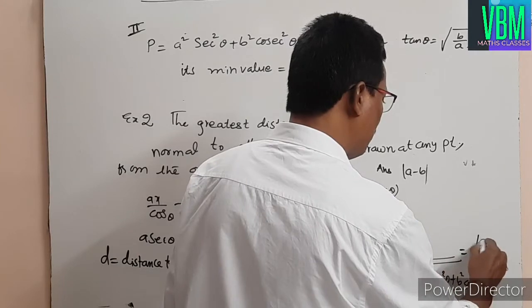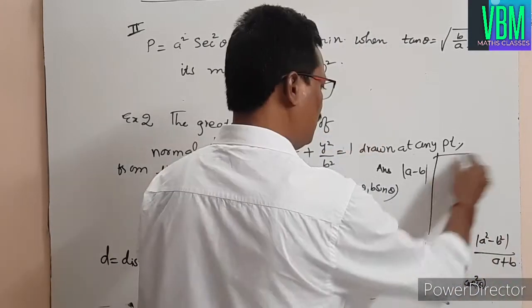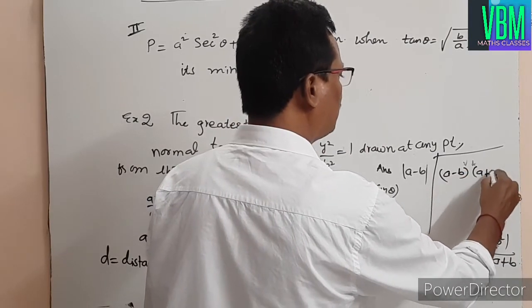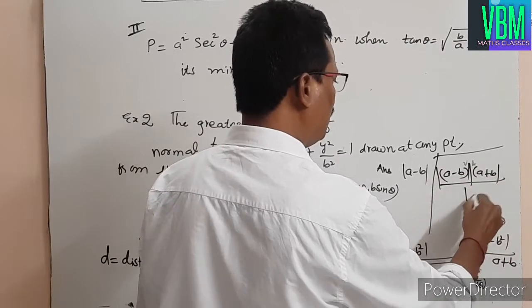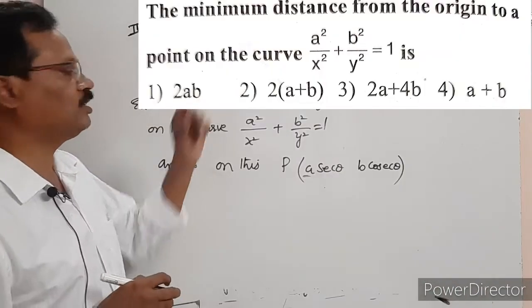Therefore we got modulus of A square minus B square by A plus B. That is modulus of A minus B into A plus B by modulus of A plus B, we got modulus of A minus B. Example on the same formula.